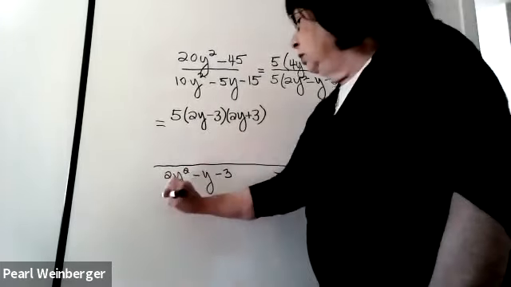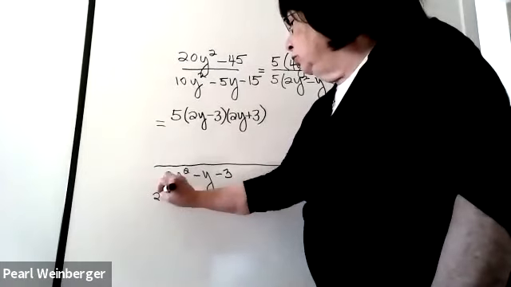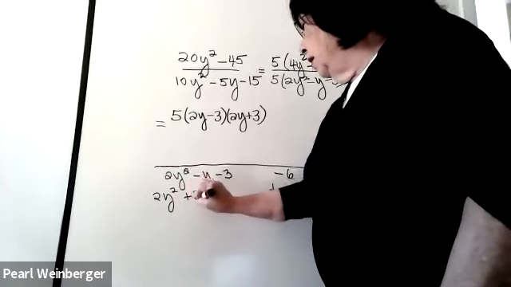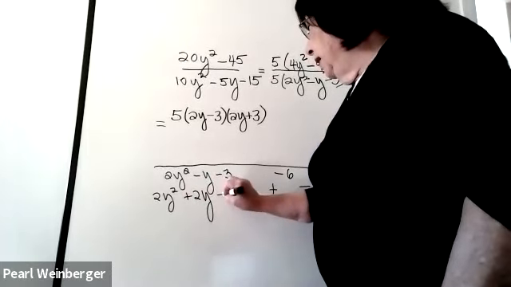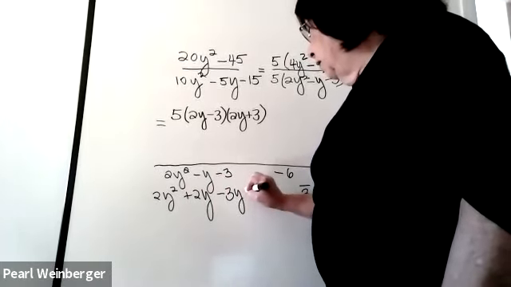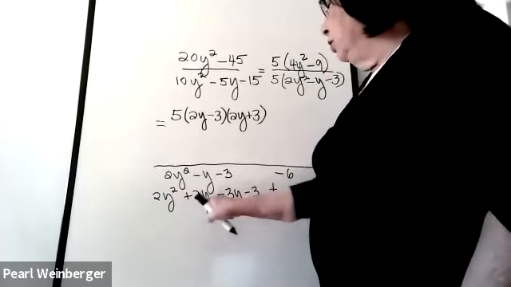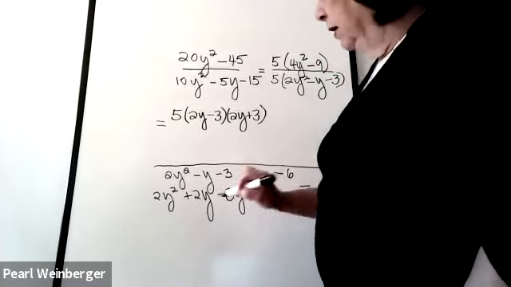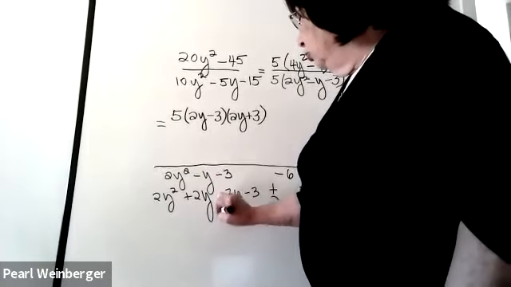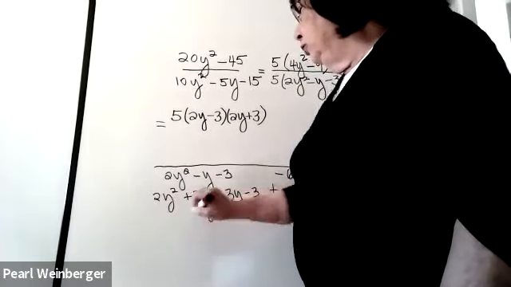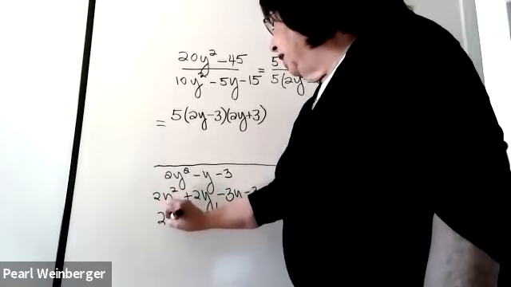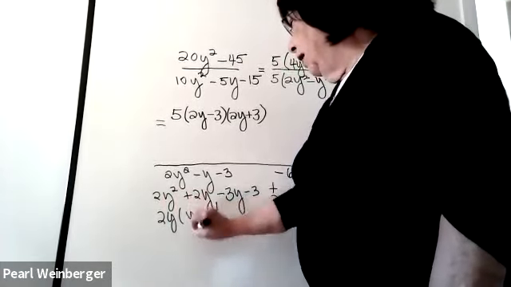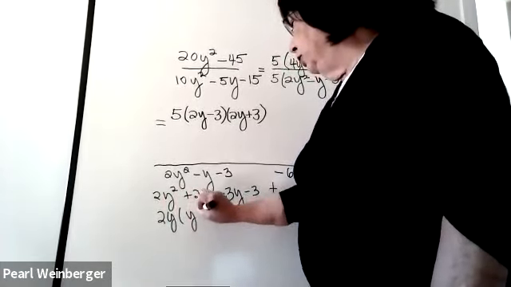So this will be rewritten as 2y squared plus 2y minus 3y minus 3. Now, it doesn't matter. You could have put the minus 3y first and the 2y second. It doesn't make a difference. Here are my two groups. In my first group, 2y is my common factor. So that becomes 2y times y plus 1.